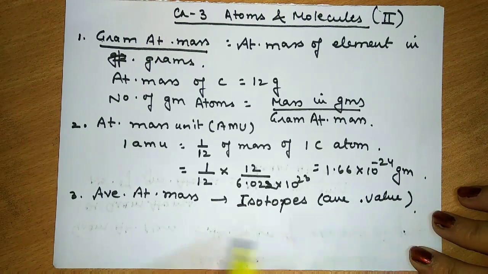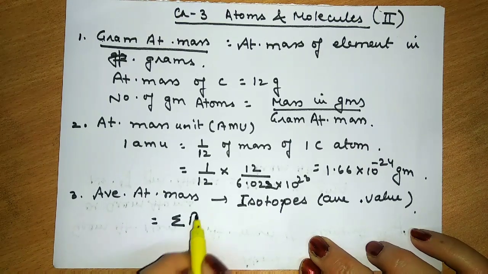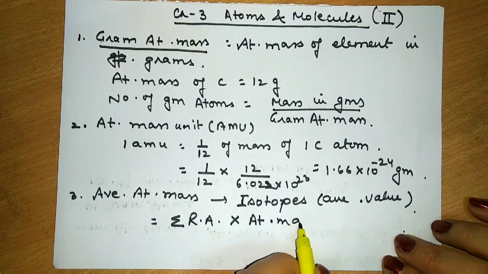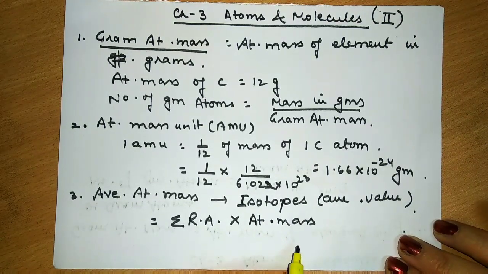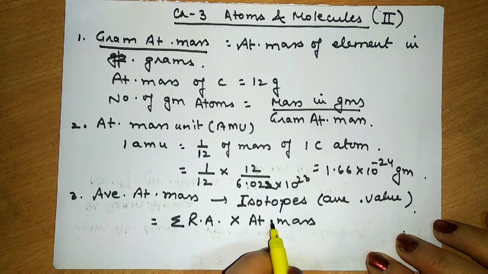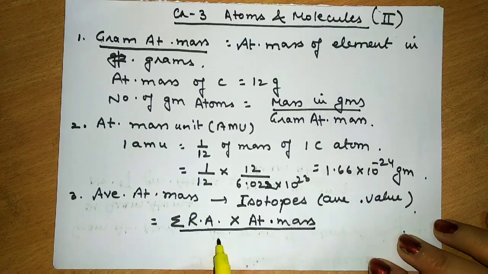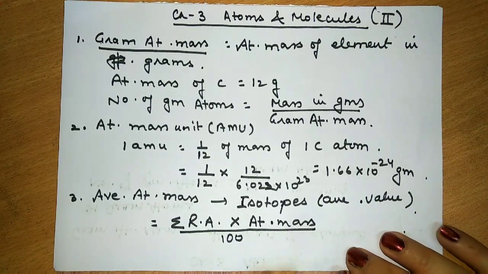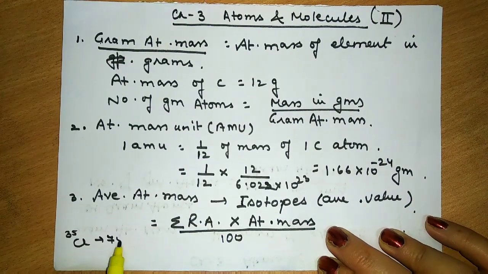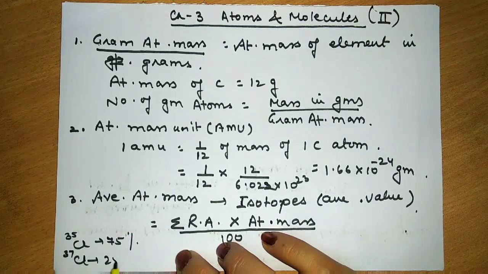There is a formula for calculating average atomic mass: the summation of relative abundance multiplied by the atomic mass of that isotope. Suppose an element has two isotopes. So the abundance of the first isotope multiplied by its atomic mass, plus the abundance of the second isotope multiplied by its atomic mass, divided by 100. For example, chlorine has two isotopes: chlorine 35, with a percentage of 75%, and chlorine 37, with a percentage of 25%.